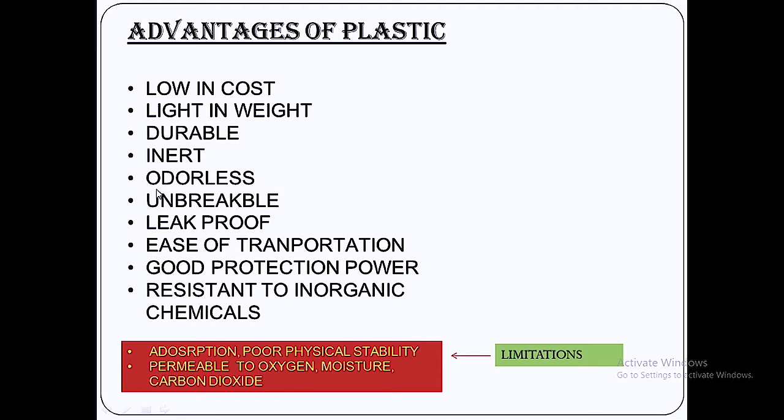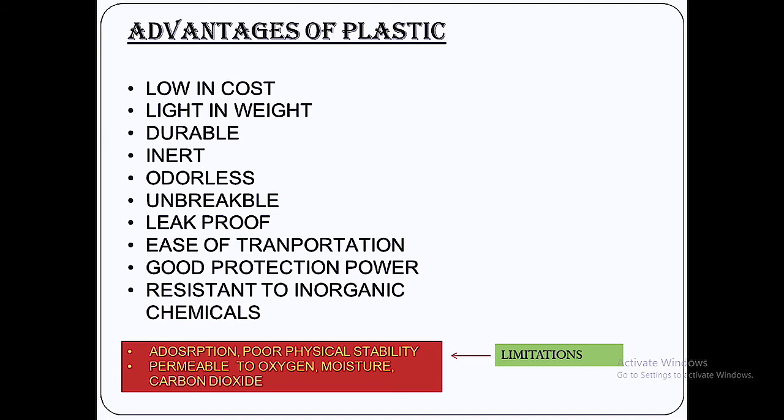It is inert, odorless, unbreakable, leak proof, which is one of the most important characteristics of a packaging material, and it should have the ideal characteristic of being leak proof. Ease of transportation, good protection power, resistant to inorganic chemicals. So after looking into the advantages, these are some of the regular advantages of plastic to be used as a packaging material. But there are some associated disadvantages, or you can say limitations.